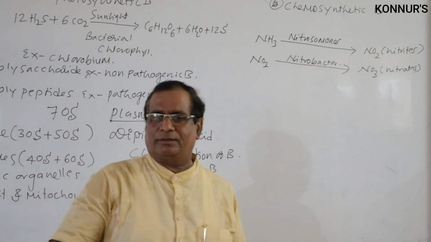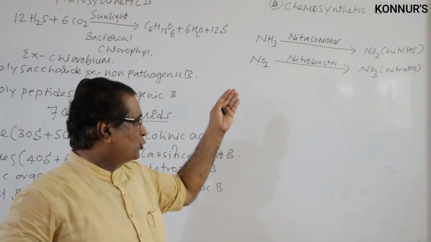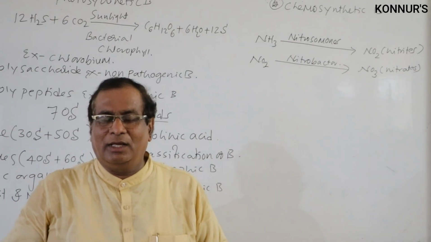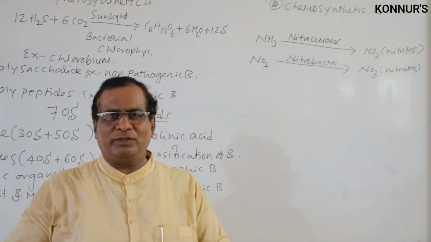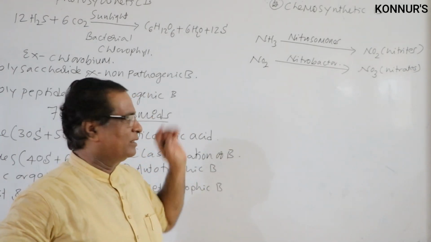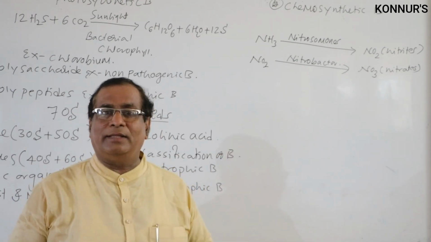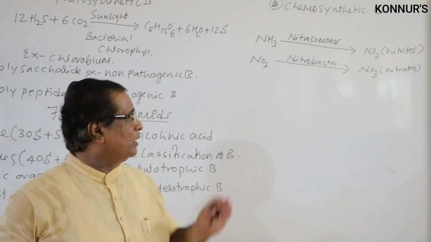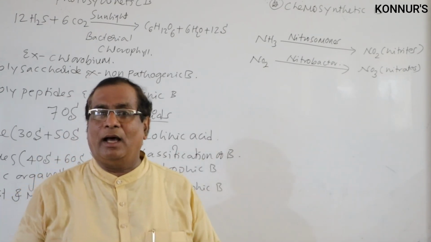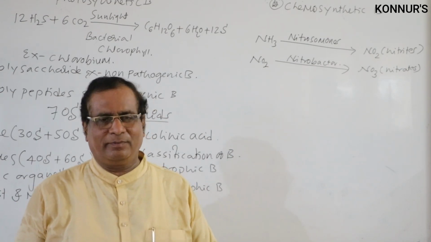Nitrosomonas and Nitrobacter are chemosynthetic bacteria. What they do is oxidize chemical substances. During their oxidation, energy is released, and that energy is used by those bacteria as well. These two bacteria are also named nitrifying bacteria.